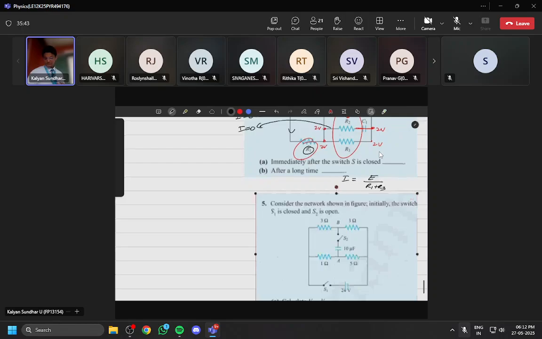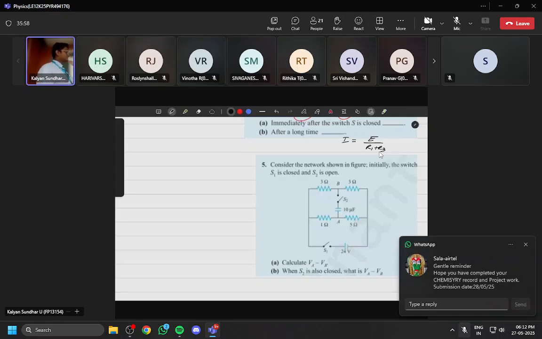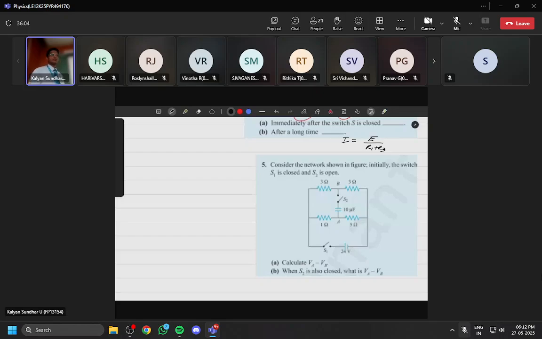Right, sir. This question. Consider a network as shown in the figure. Initially, the switch S1 is closed and S2 is open. Now calculate VA minus VB, the potential difference across AB. How can we find this? Initially S1 is closed. For the first question, only S1 is closed, S2 is not closed.